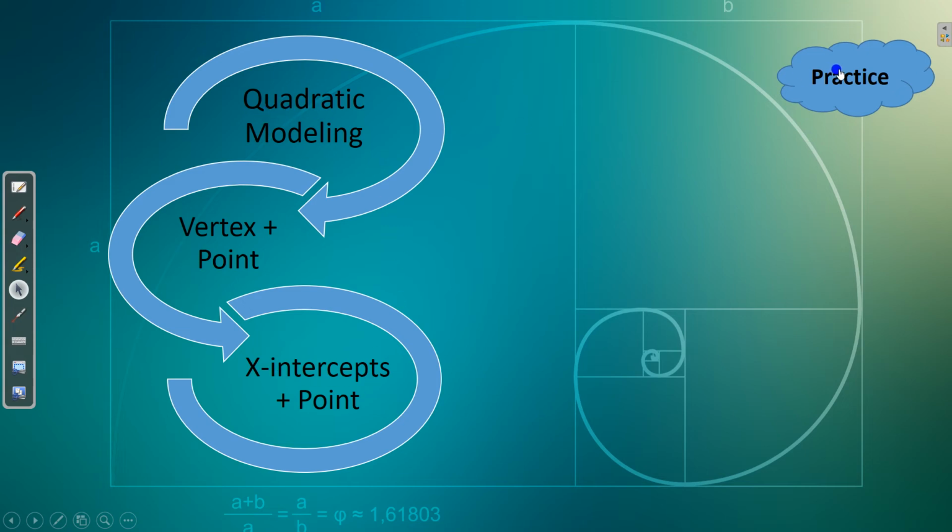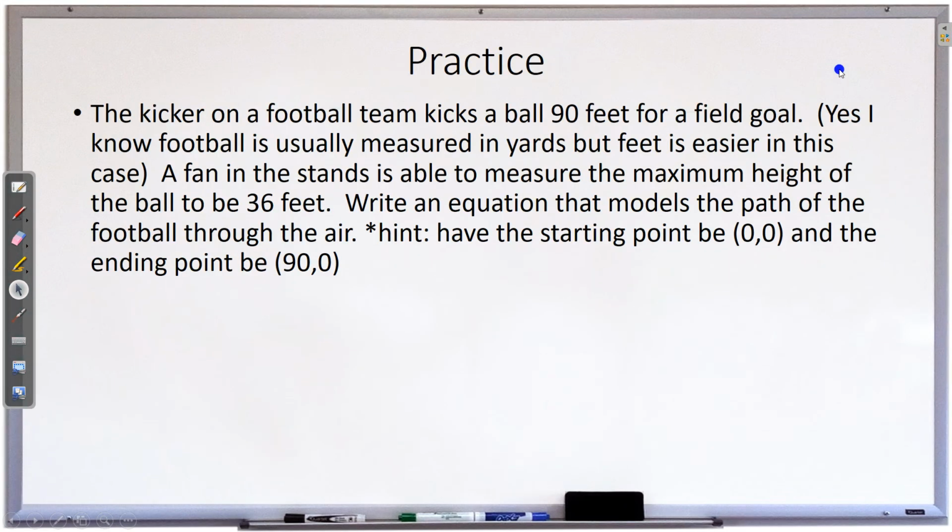All right, let me give you a practice one here. Try that one out. I would recommend drawing a picture first, labeling all the information, and then choose which equation to try to use, the vertex form or the factored form. Good luck.